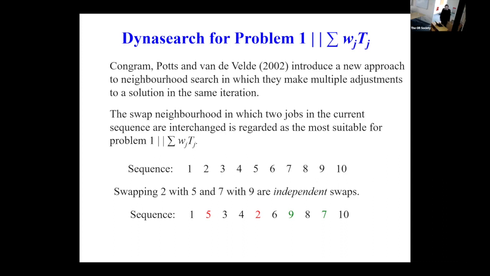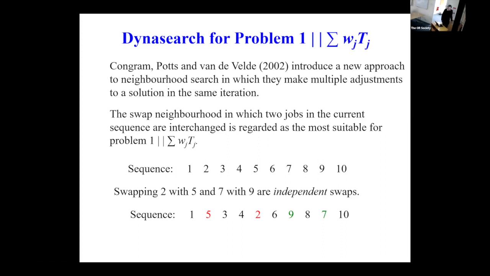Okay, so normally when you're applying local search, what you do is look at a sequence of jobs and work out what interchange you're going to make. That improves the sequence, you make that interchange, and that's the end of the iteration. You keep repeating that procedure. But what we thought we'd do is try and do something better. We thought we'd try and do multiple swaps in the same iteration. So that's what I'm going to show you how to do.